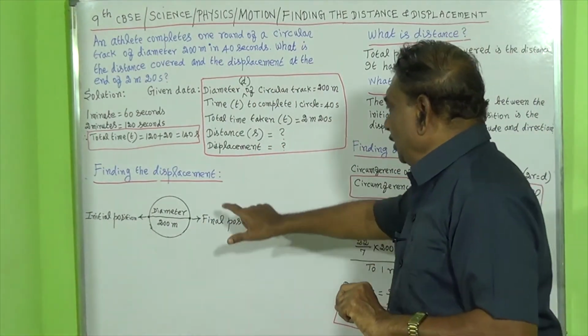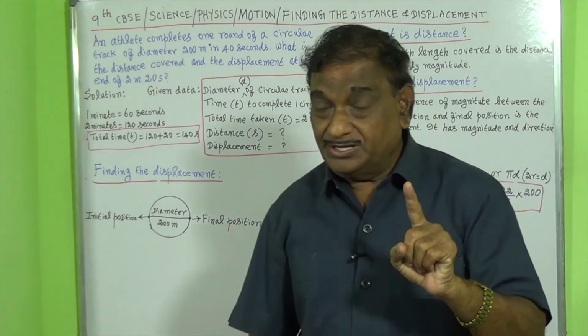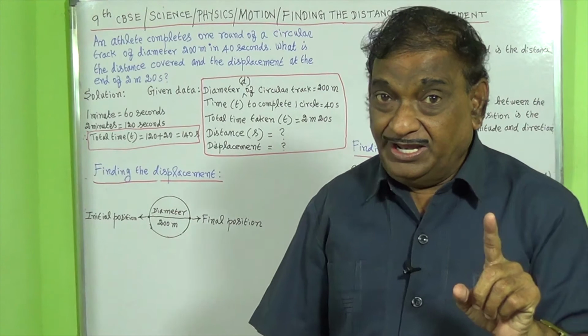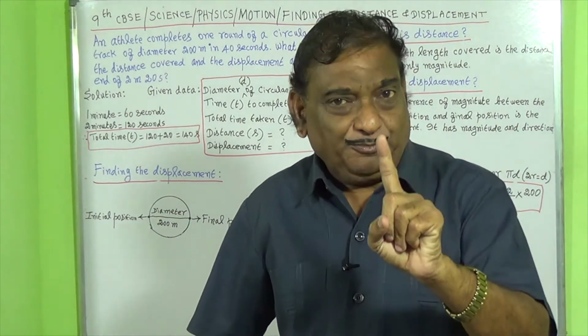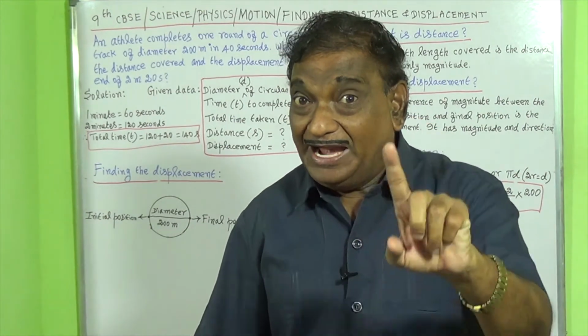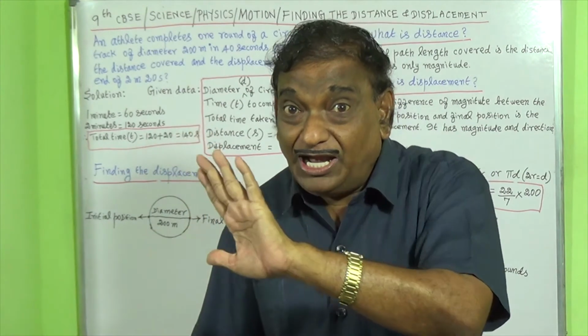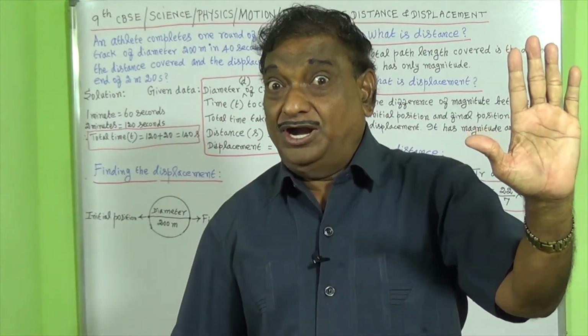Now we are going to find the displacement. What is displacement? We stated it is the difference of magnitude between the initial position and the final position. It is not the total length of the path covered.